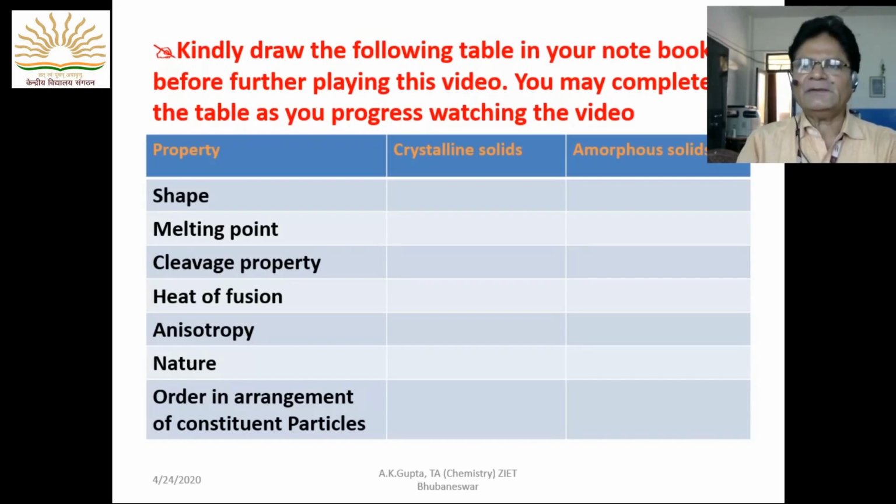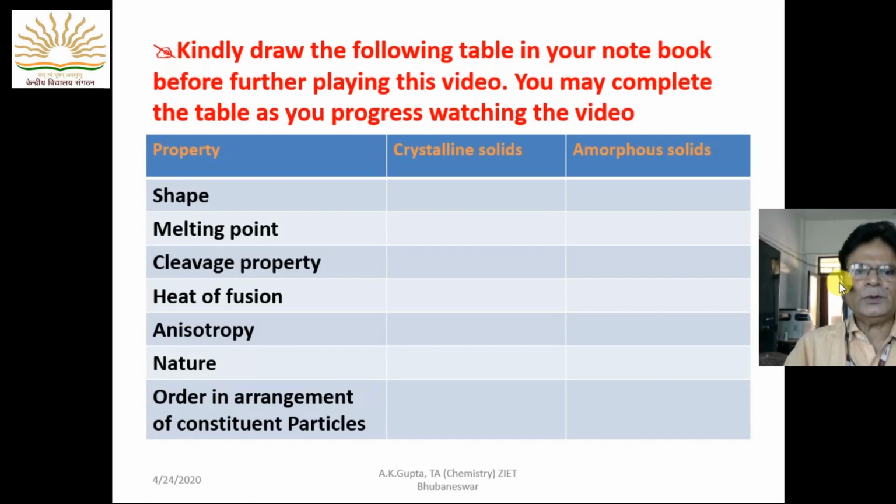Before we start our discussion, kindly make this table in your notebook. The first column will be property, second column crystalline solids, and third column amorphous solids. These properties of crystalline and amorphous solids will be discussed during this video. You are supposed to note them down, so at the end you will be able to see the difference between crystalline solids and amorphous solids.